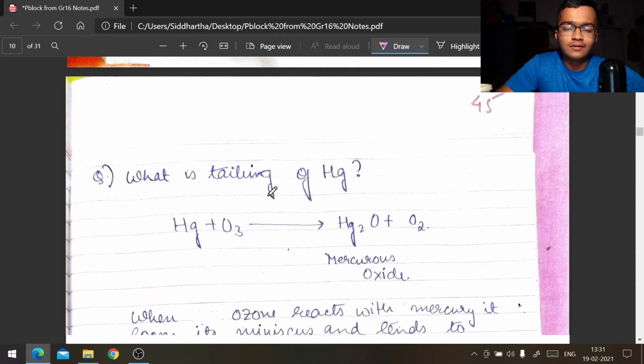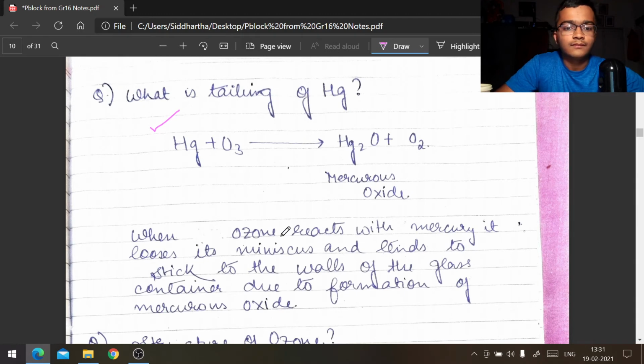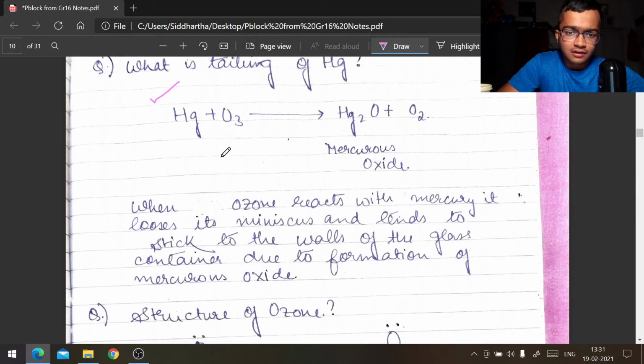Okay, now what is the test with Hg? When ozone is reacted with mercury, it loses its meniscus. Now what is meniscus? If you take water in a test tube, you obtain some sort of curve, meaning the line is not straight. The level of mercury or the level of water which you take in the test tube is not straight. So this thing is called meniscus. This lower portion is called meniscus.